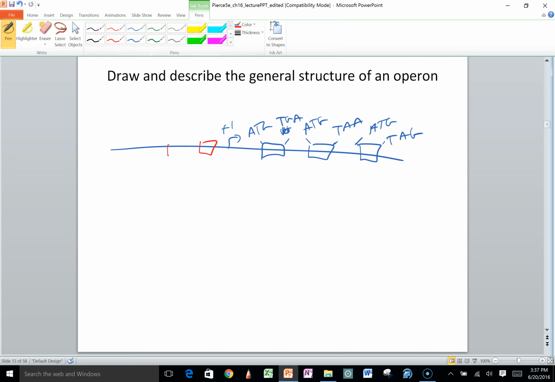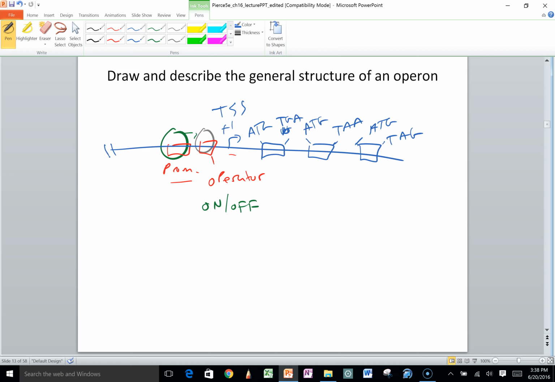And then you need to have some regulatory sequences, and you need to have a promoter and an operator. And the operator is always between the promoter and the transcription start site, because the operator is an on-off switch. So the RNA polymerase may or may not bind to the promoter, and if it's bound, it depends on whether or not the repressor is bound to the operator. So always put the operator in between the transcription start site and the promoter. And that's specific to bacteria. Operons are specific to prokaryotes.